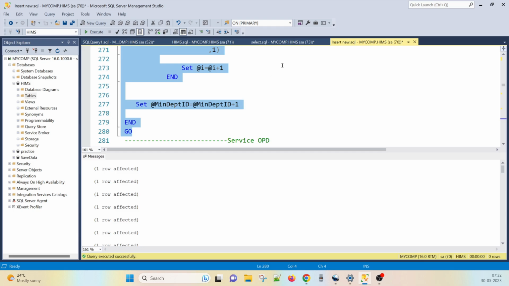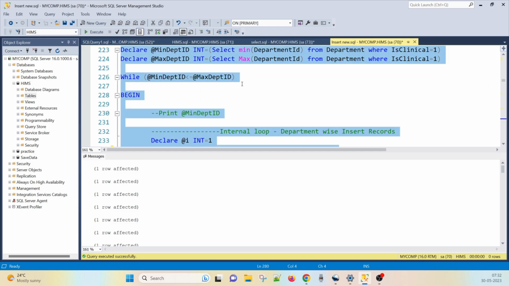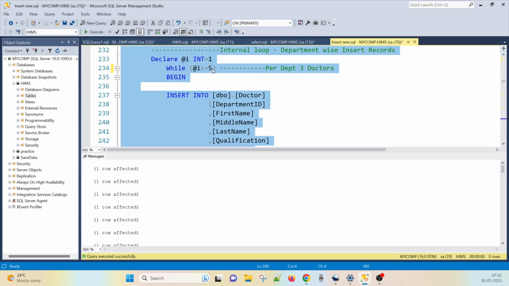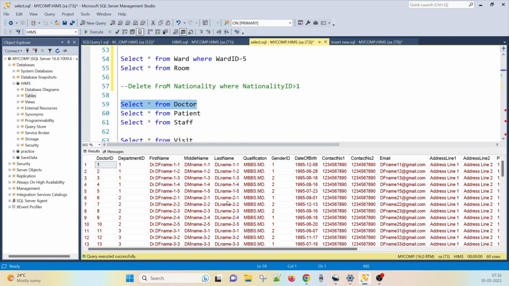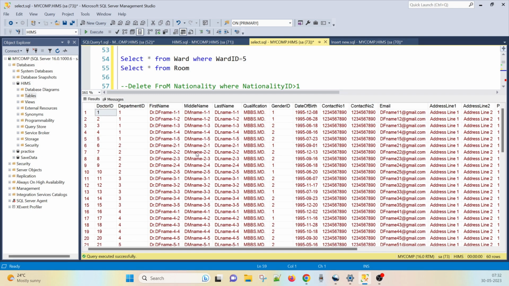So how many records will you get? Per department 5 records. So how many departments? There are 12 departments. 12 into 5 is 60. Correct? Per department 5 doctors. So I added that data.